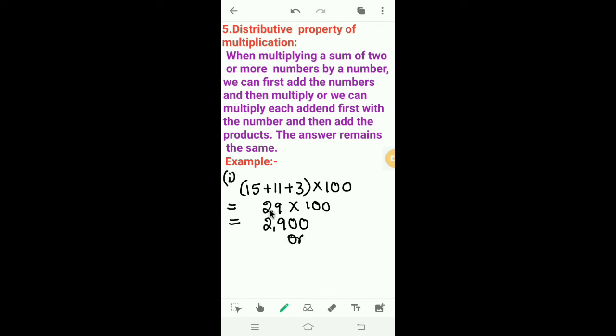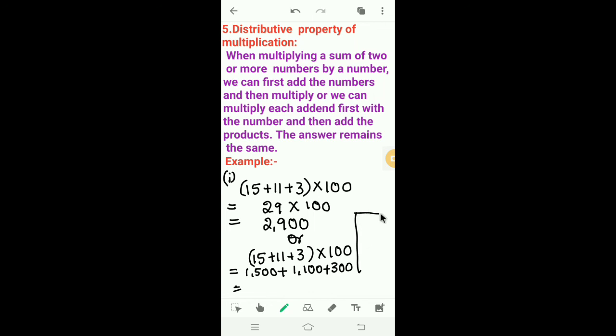Or 15 plus 11 plus 3 into 100 is equal to, we can multiply each addend first with the numbers and then add the products. 15 into 100 is equal to 1500 plus 11 into 100 is equal to 1100 plus 3 into 100 is equal to 300. Next, we should add 1500, 1100 and 300.